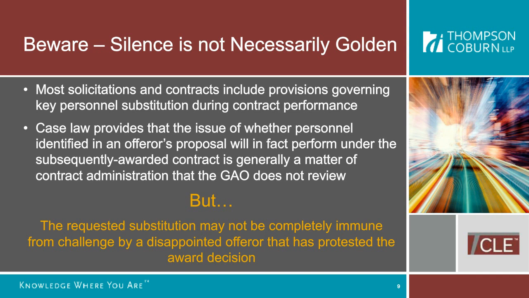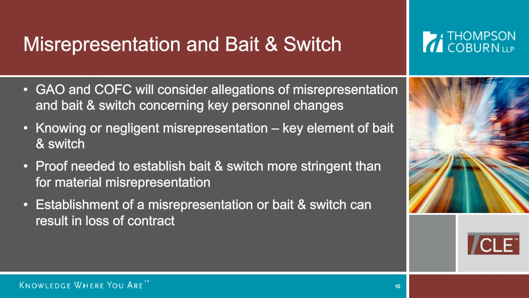And the case law shows that whether personnel identified in the proposal end up actually performing the work is generally considered a matter of contract administration, which means in the bid protest world that it's not typically a protestable issue. But that substitution may not be completely immune. In particular, there are two categories of protest grounds that the GAO or the U.S. Court of Federal Claims have considered regarding approaches where offerors stay silent on a change in their key personnel.